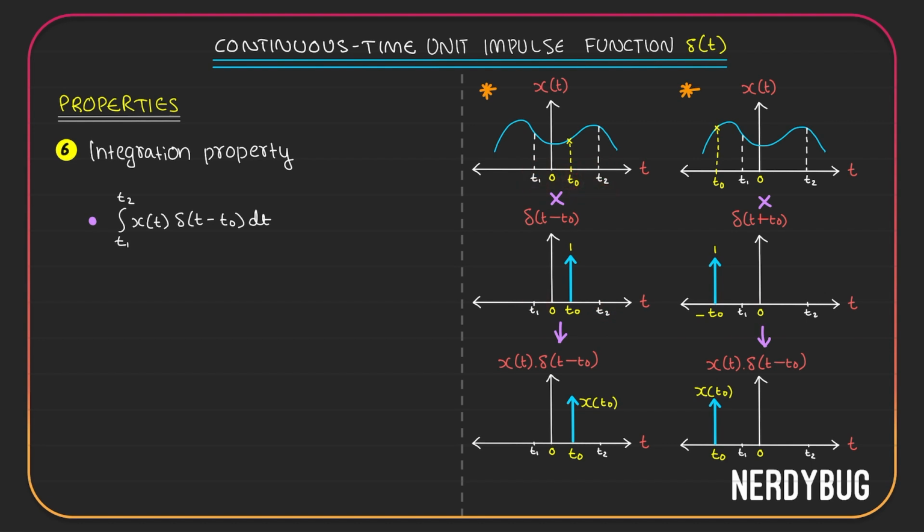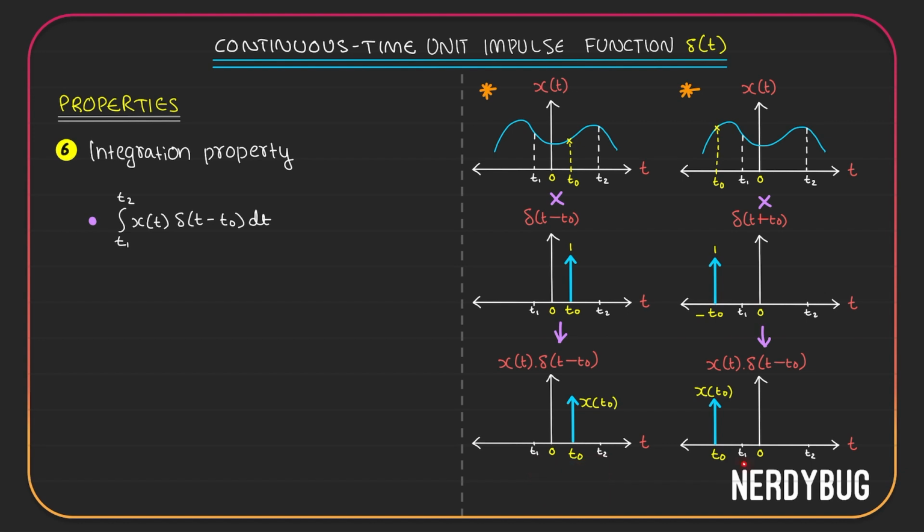In the second case, t naught is outside of t1 and t2, and we are integrating from t1 to t2. In the first case, when you integrate from t1 to t2, you'll be integrating in this interval, and integration gives you area under the graph. And what we have here is an impulse signal of magnitude x of t naught. So the value you will get here will be x of t naught.